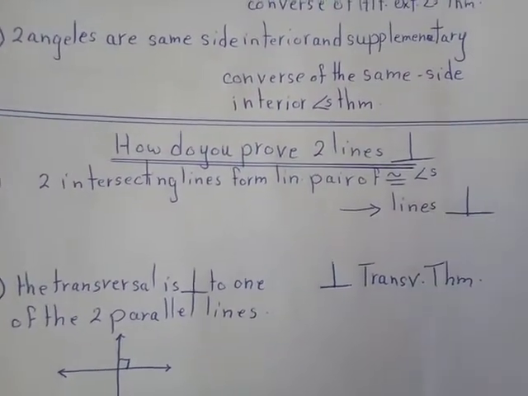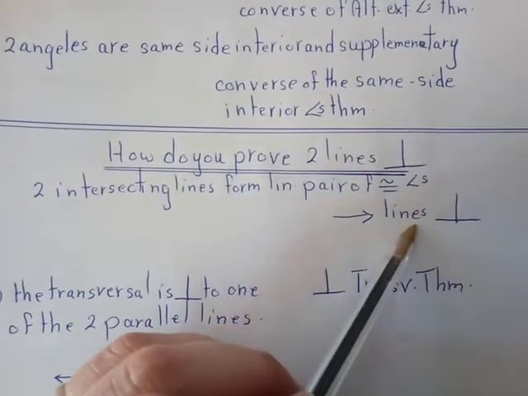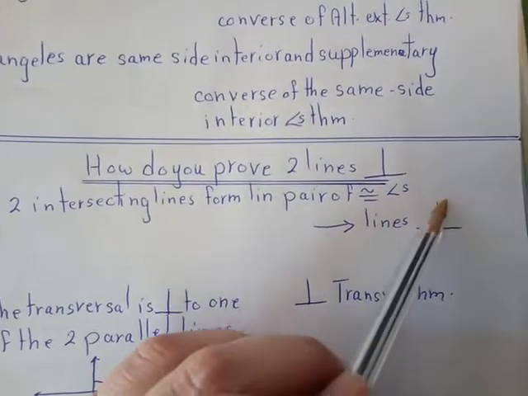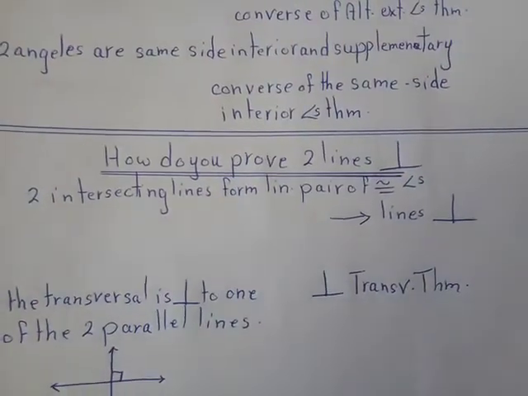Two intersecting lines form a linear pair of congruent angles, so the two lines will be perpendicular. Understood?